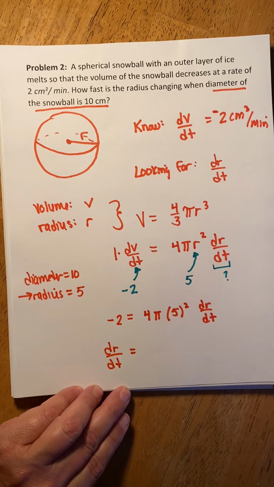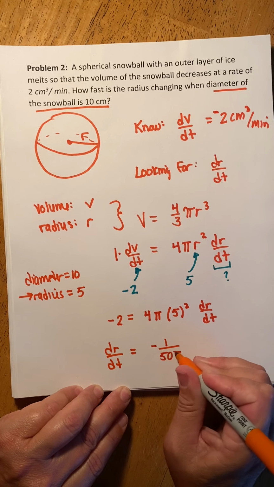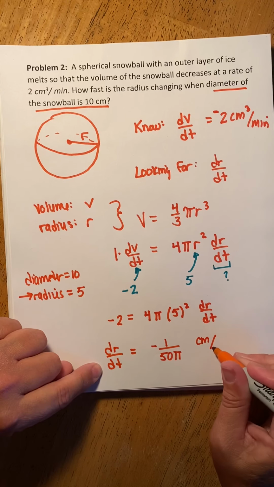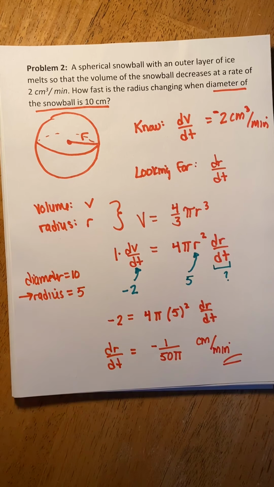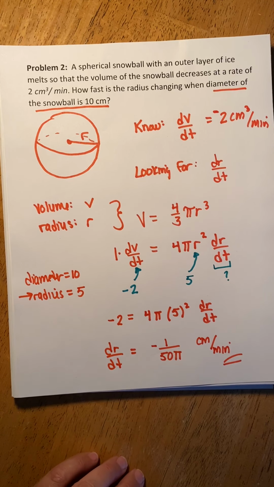And the radius, as expected, is going to be negative, and it's -1 over 50 pi. Radius is in centimeters, and my time unit is minutes. So at this snapshot in time, when the diameter of the snowball is 10 centimeters, the radius is decreasing at a rate of -1 over 50 pi centimeters per minute.